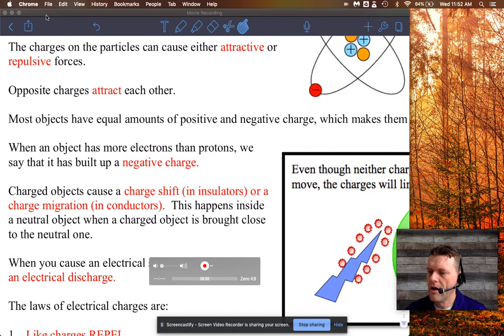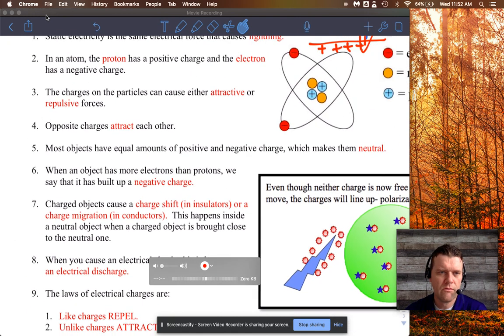So what we do say, number 5, is if you have equal numbers of charge, positive and negative, then you're neutral. And if you've built up more electrons than you have protons, we call that a negative charge.